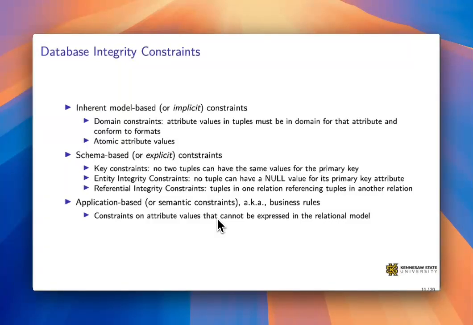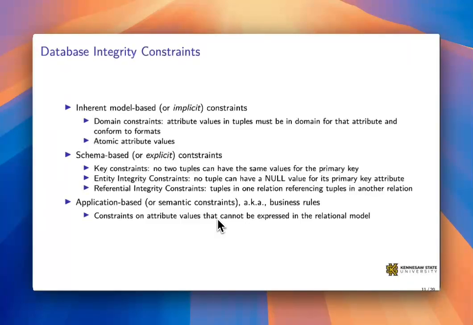One of the most important features of the relational model is that you can represent database integrity constraints. We've already talked about inherent model-based or implicit constraints, such as the domain constraints that attribute values have to be in the domain for that attribute and conform to any formats that may be defined, and that those values and tuples have to be atomic, indivisible. There are also schema-based explicit constraints, such as key constraints that no two tuples can have the same values for the primary key.